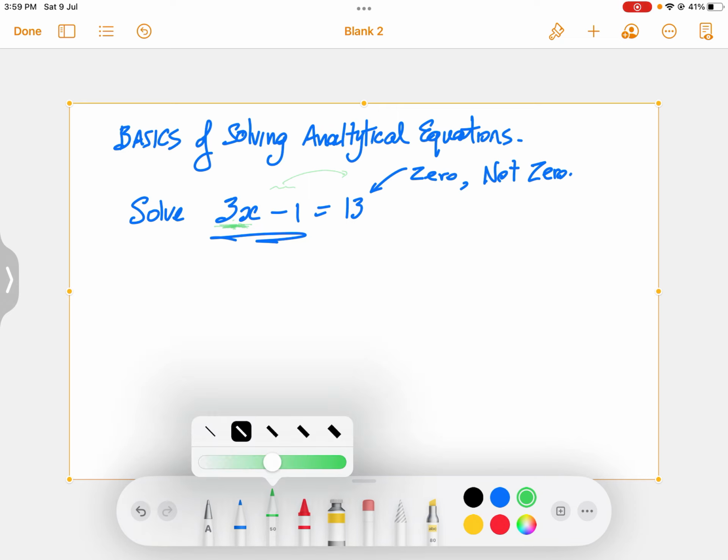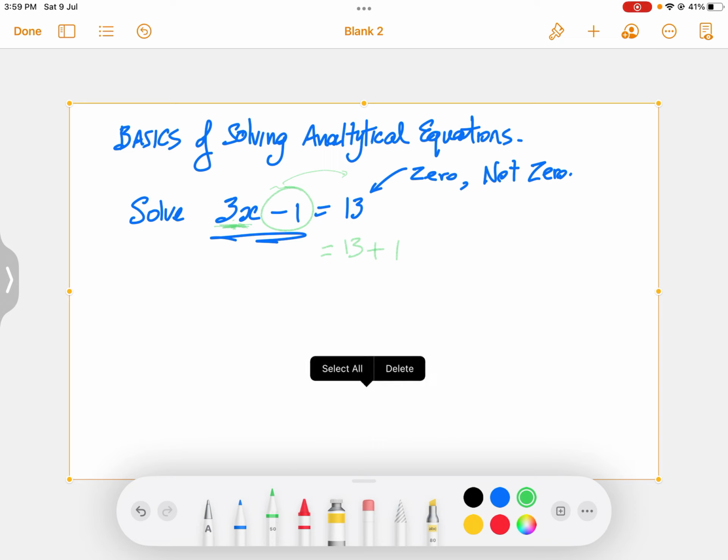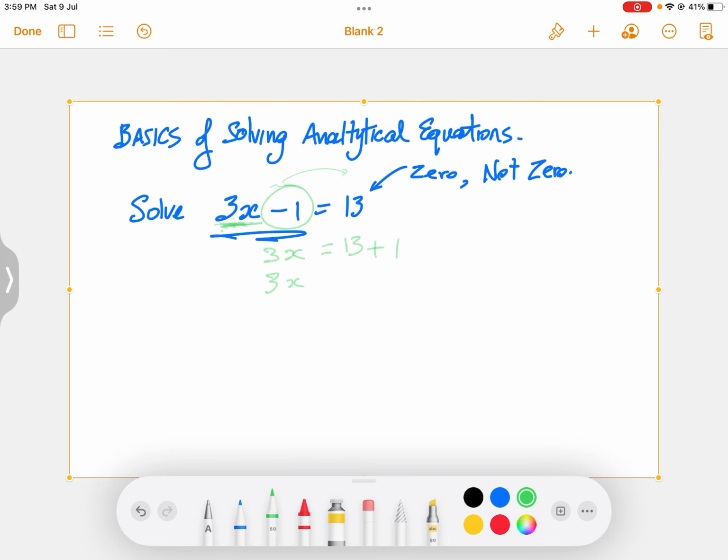So let's have a look at taking this -1 across, and that's going to become 13 plus 1. So if it's a -1 on the left-hand side, it becomes a +1 on the right-hand side. And what we're left with here is 3x. 3x is still there. So now we've got 3x equals 14.